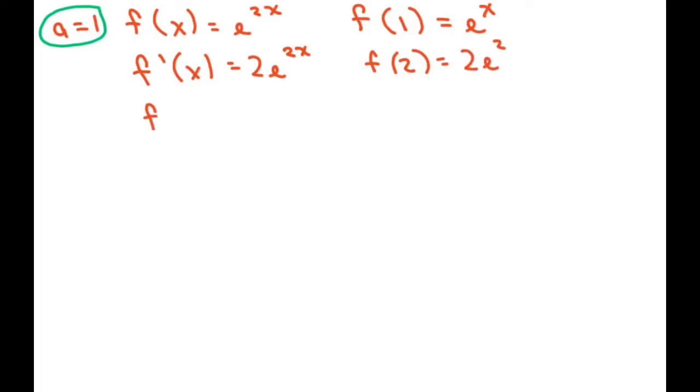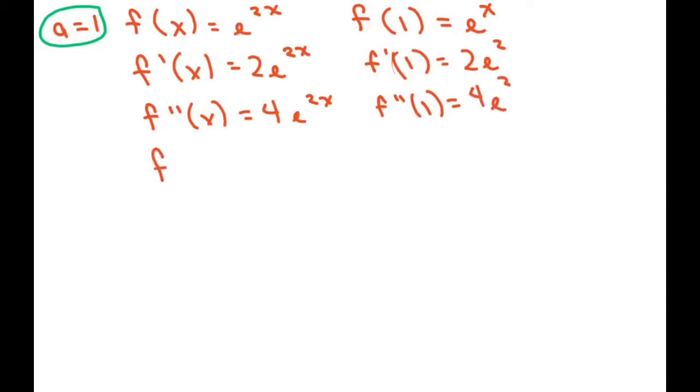And take the second derivative. And we get 4e to the 2x. And, oops, that should be f of 1. And take the second derivative at 1. That's going to be 4e squared.